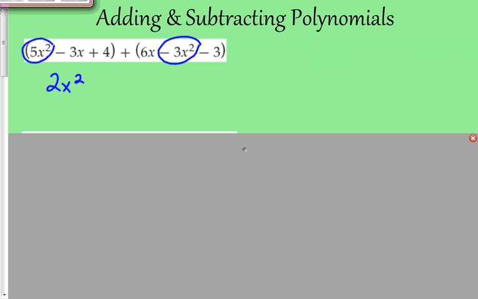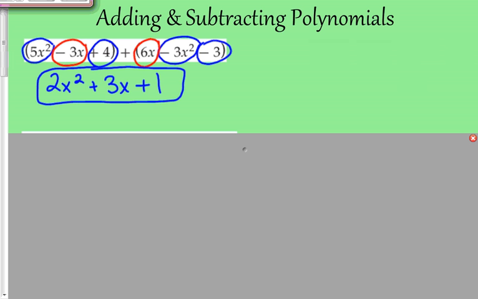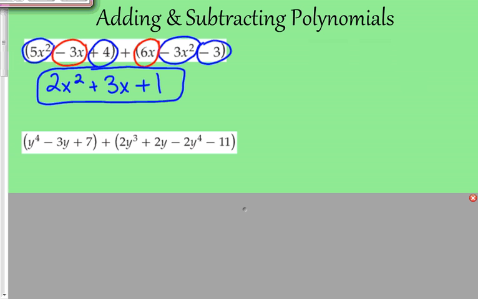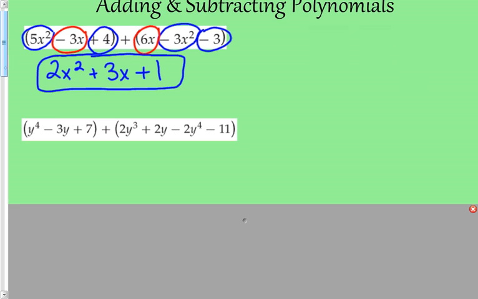Then we'll do the next one, which is a negative 3x. That combines with the positive 6x and will give us a positive 3x. And then finally, we have a positive 4 with a negative 3, which gives us a positive 1. And that's final. That's all we can do. We added them together. That's pretty much your lesson. We're going to see a couple of different looks on this.